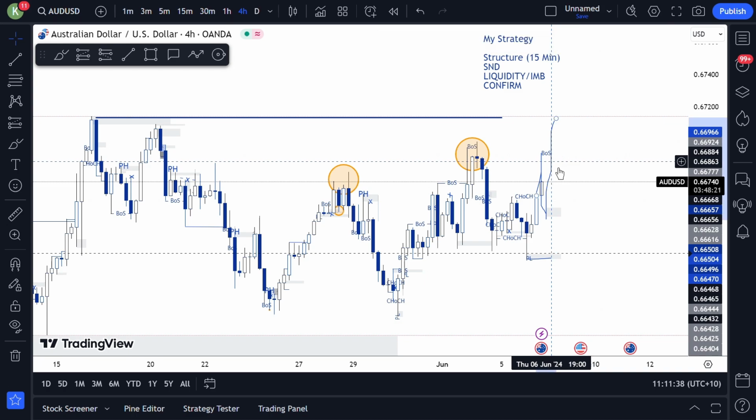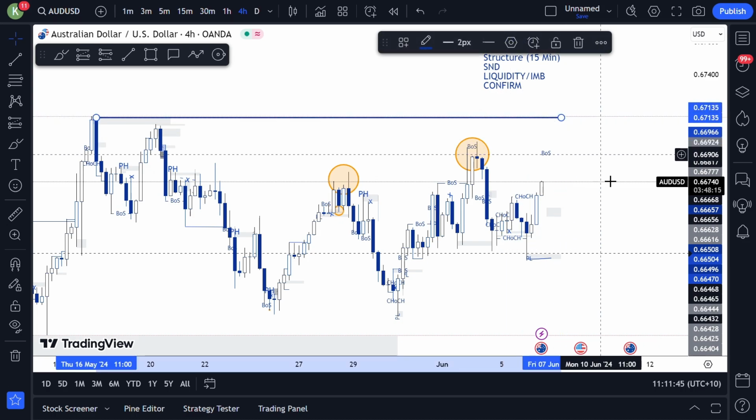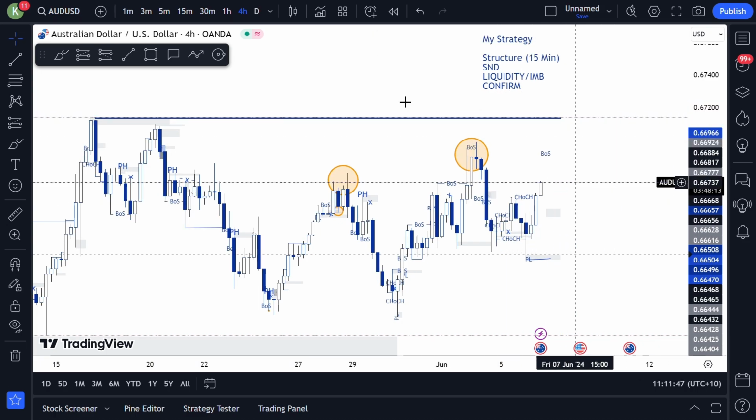So the next few days, I think we're really going to be targeting longs to try and wipe this out and get some new structure. So we'll see how we go.